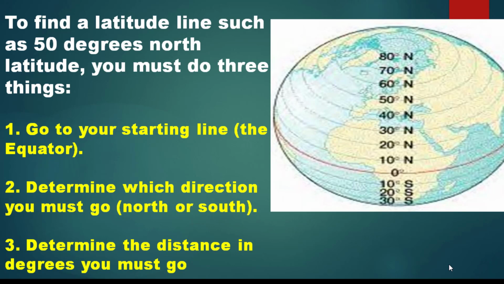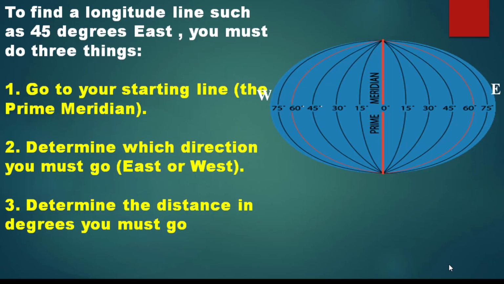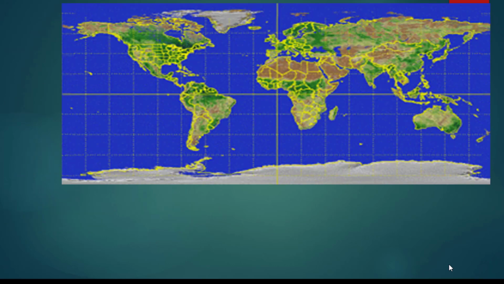To find a longitude line such as 45 degree east, you must do three things. So here, what is the reference point, or we can say what is the starting line or starting point? It is the prime meridian. So the second step is to determine which direction you must go, east or west. For example, in our case, to the eastern side, that is to the right hand side. Then we will determine the distance.